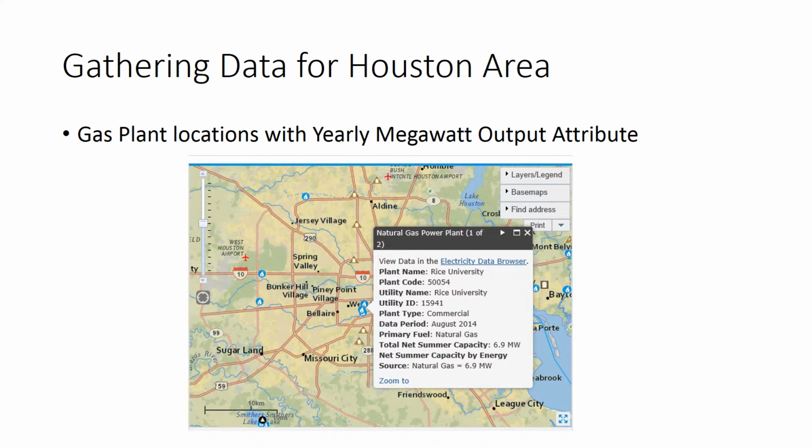The main type of facilities I'm interested in for my project is the gas power plants in the Houston area. As you can see by clicking on one of the gas plants, you can see the commodity being used as fuel, the number of megawatts produced yearly, the name of the utility, as well as other attributes. I have digitized these gas plants manually by finding the location on this WebGIS and then finding the location in ArcMap.